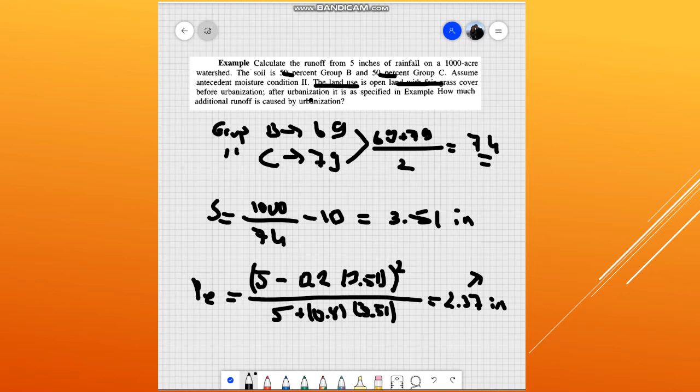So when it is open land with fair grass cover, with 50% group B and 50% group C soil, the direct runoff is 2.37 inch in normal condition, AMC2. In the previous example, the first example, we saw it was 3.25 after urbanization. So this is after urbanization, and this is before urbanization.